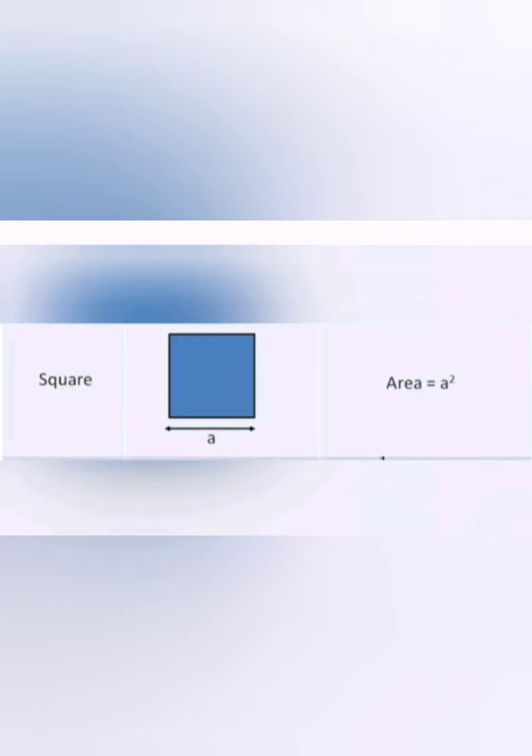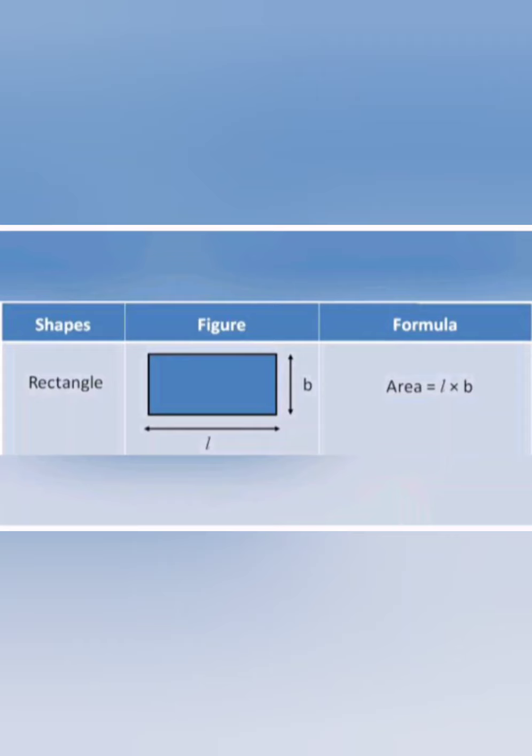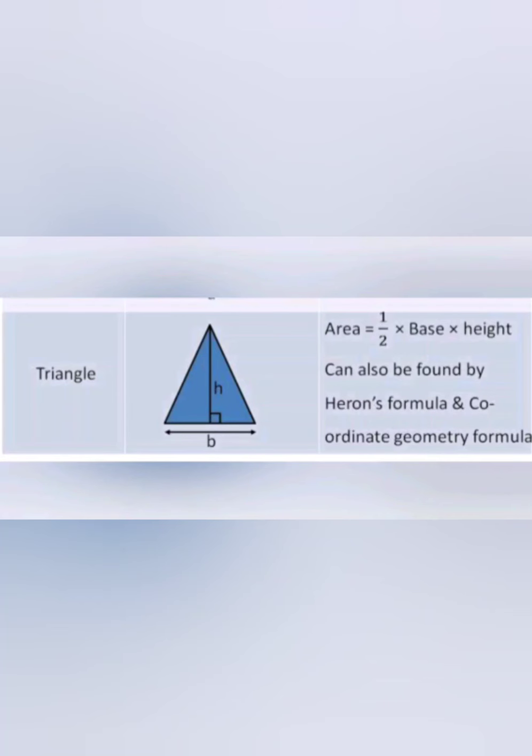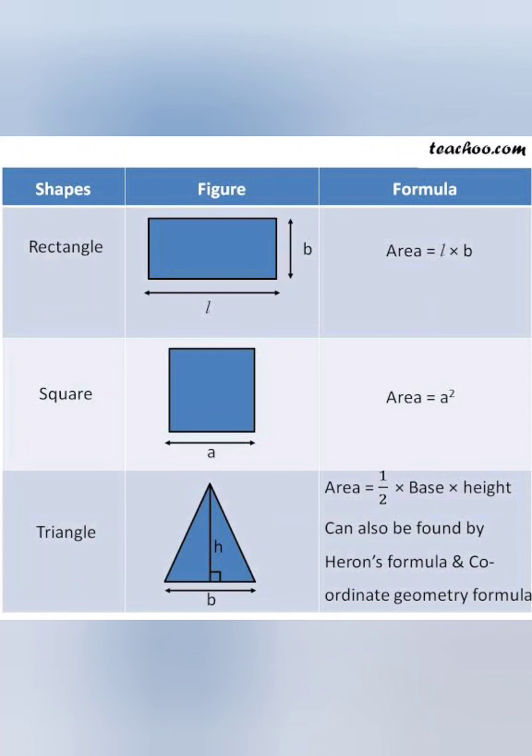The area of a square can be measured by the formula a square. The area of a rectangle can be measured by using the formula length into breadth, and the area of a circle can be measured by the formula pi r square, and the area of a triangle can be measured by the formula half into base into height. So children, we use formulas to measure the area of regular shapes like square, rectangle, triangle and circle.